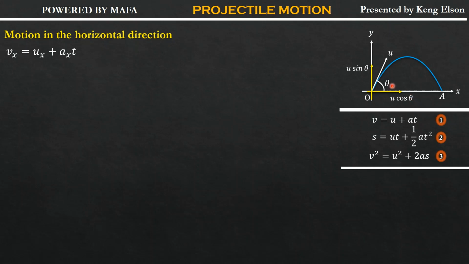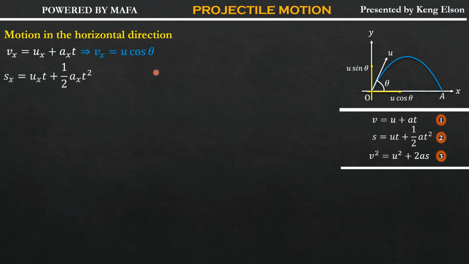But we should know that the time taken in both directions, be it horizontal or vertical, is the same, so we just call it t. So we should know that in the horizontal direction, the acceleration is 0. There's no acceleration in the horizontal direction, and in the horizontal direction, our final velocity is equal to ux plus ax times t. Since a is 0, we just get our final velocity to be ux, right? But what is ux? It is the initial velocity in the horizontal direction, which is u cos theta. So the final velocity in the horizontal direction is u cos theta.